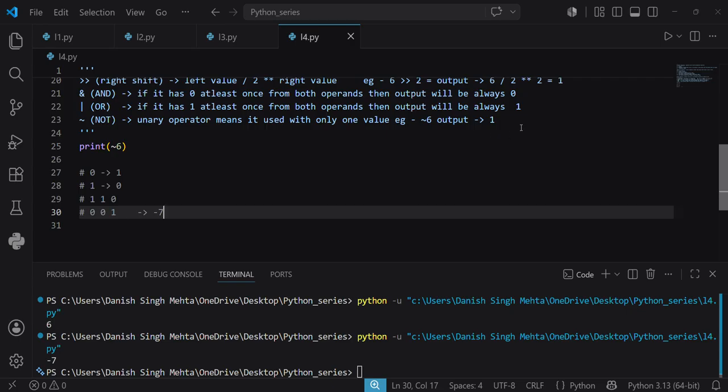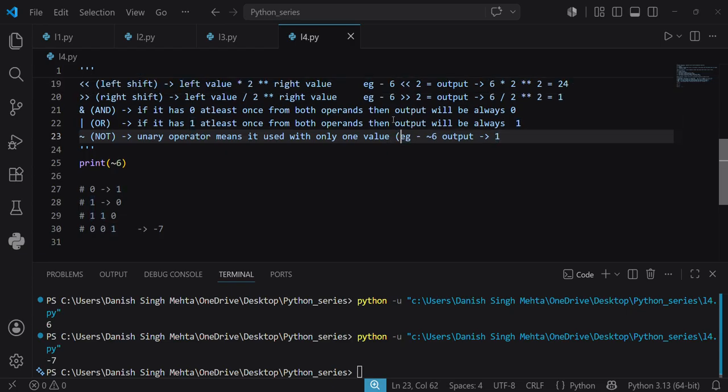Because there is a formula we use in the NOT operator, which is minus of x plus 1. So if we are using NOT of 6, then we will put 6 in place of x and calculate this. So this becomes minus 7. So the output will be minus 7. Okay, so this is how the NOT operator works.